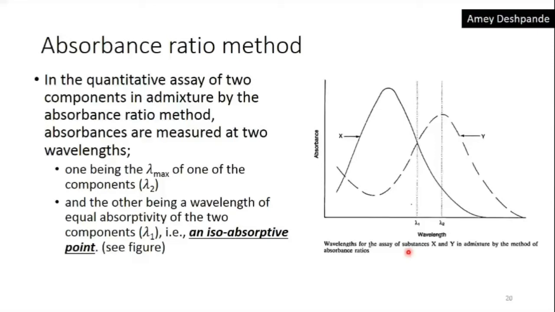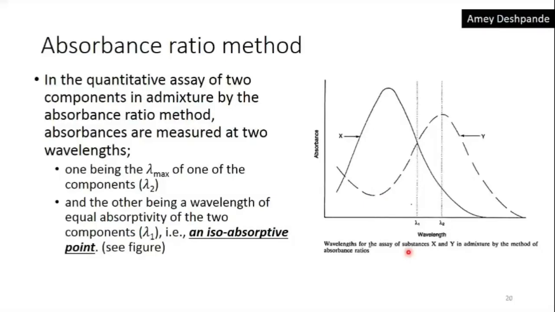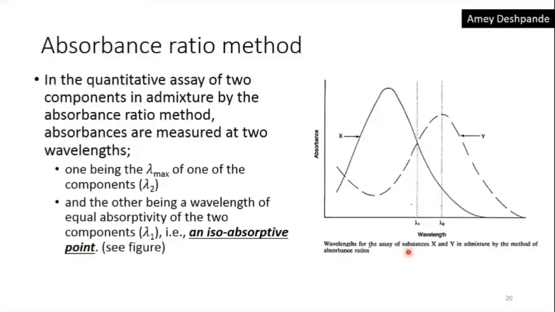Until now, when we were thinking about the ratio of A2 upon A1, we were thinking of the ratio for only X and Y. But the same method can be extrapolated to a mixture also. So when we take the absorbance of the mixture at one wavelength, and the absorbance of the same mixture at the other wavelength, the ratio of absorbances will depend on the ratio of X and Y. I will not confuse you more by telling you without showing anything on the screen.